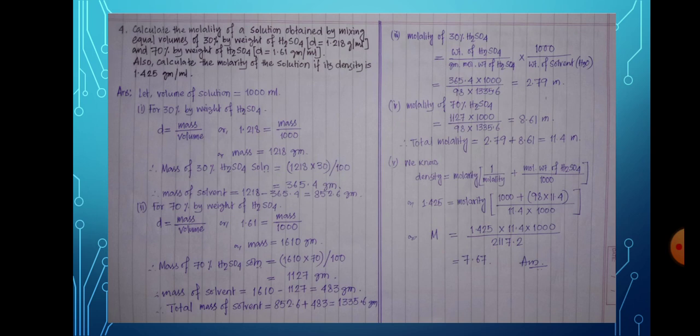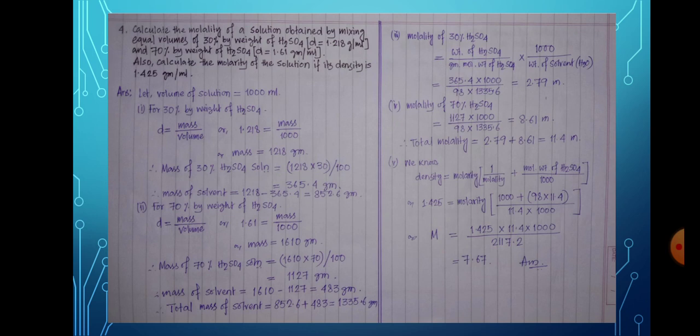So here initially we need to find out the molality of 30% by weight of sulfuric acid and 70% by weight of sulfuric acid. Then after mixing we need to calculate the molarity of the solution, whose density obviously changes from the previous two sulfuric acid solutions. Let us consider the volume of the solution equal to 1000 ml.